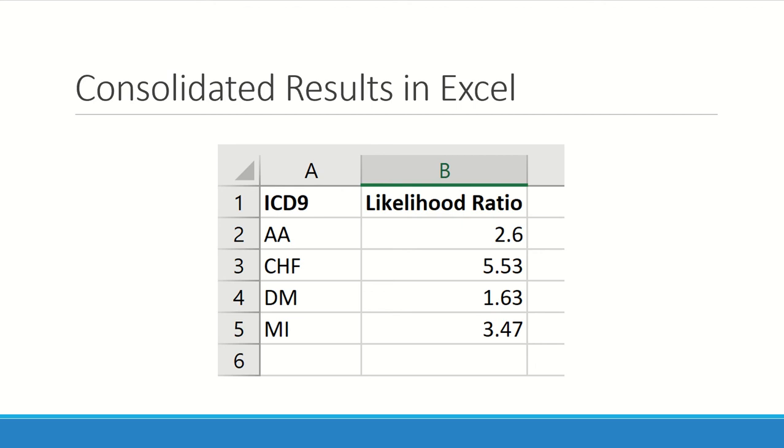Finally, we consolidate the results of likelihood ratios for each of the 4 diseases into one table in Excel. This view allows us to easily see which diagnoses have a higher or lower associated risk for an above average hospital stay. Looking at this table, we can conclude that patients with coronary heart failure have the highest risk of a longer hospital stay, while patients with diabetes have the lowest risk of a longer hospital stay out of these 4 ICD-9 codes.